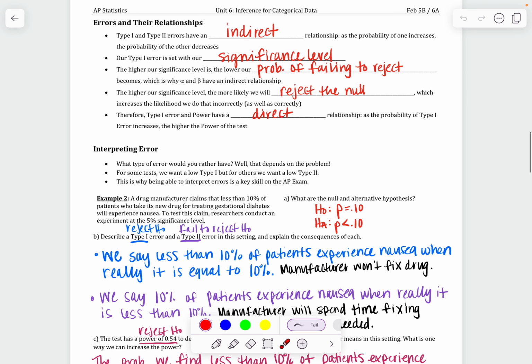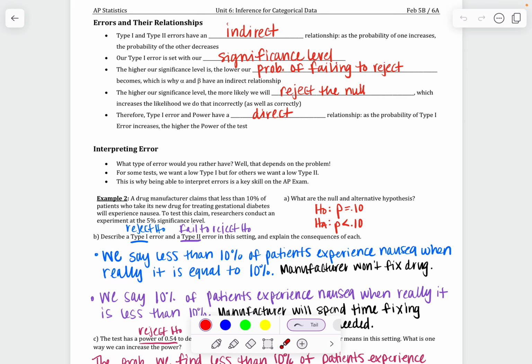So type 1 and type 2, they have an indirect relationship. Basically, as the probability of one increases, the probability of the other decreases. And that goes hand in hand with rejecting and failing to reject. If my alpha is 0.05, that basically means I have a 0.05 chance of rejecting the null, meaning I have a 0.95 chance of not. And so if I increase that alpha, that type 1 error, naturally the type 2 error is going to decrease.